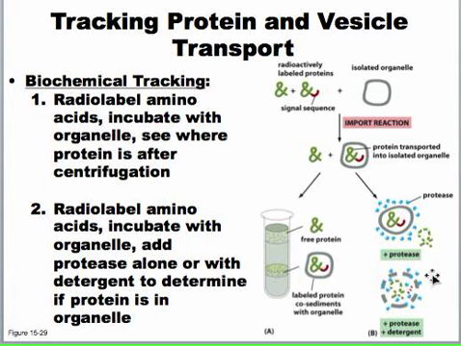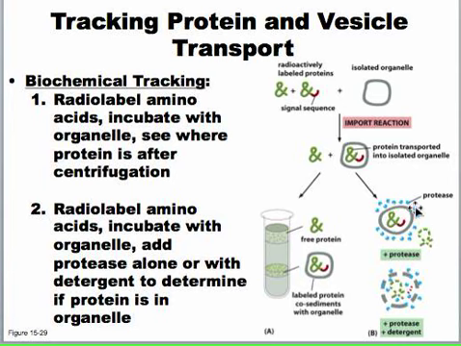The other way that you could test this is by using SDS gel electrophoresis. So again, we're going to go back to our mixture, which either has our protein inside the organelle or has our free protein if it doesn't have the correct signal sequence. So if you take this mixture and you add protease to it, what should happen is that any protein that is outside of the organelle will be degraded by the protease. Now, if you have your protein inside the organelle, it should be protected.